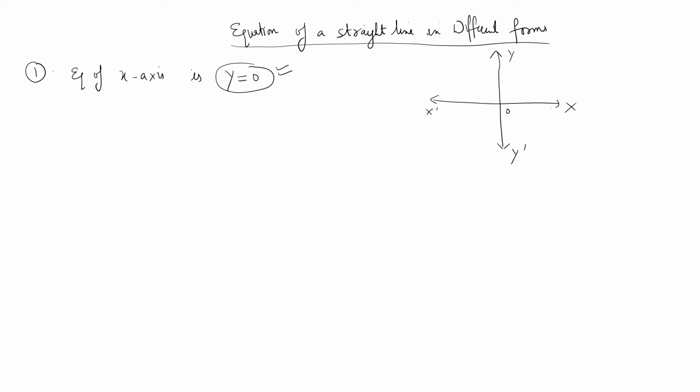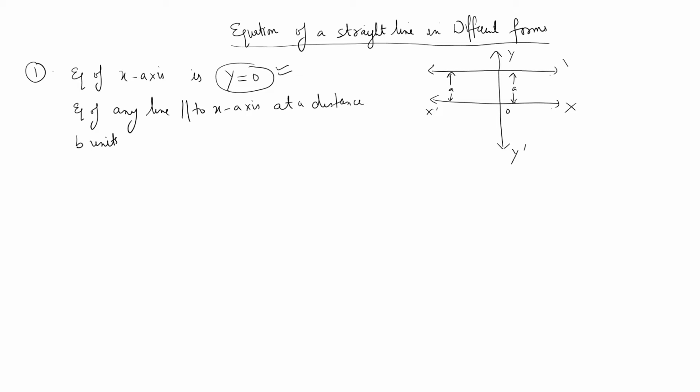Whereas equation of any line parallel to x-axis, at a distance, say b units. So say this is the line and this distance is b units, from here also, from here also. So the equation is y is equal to b.